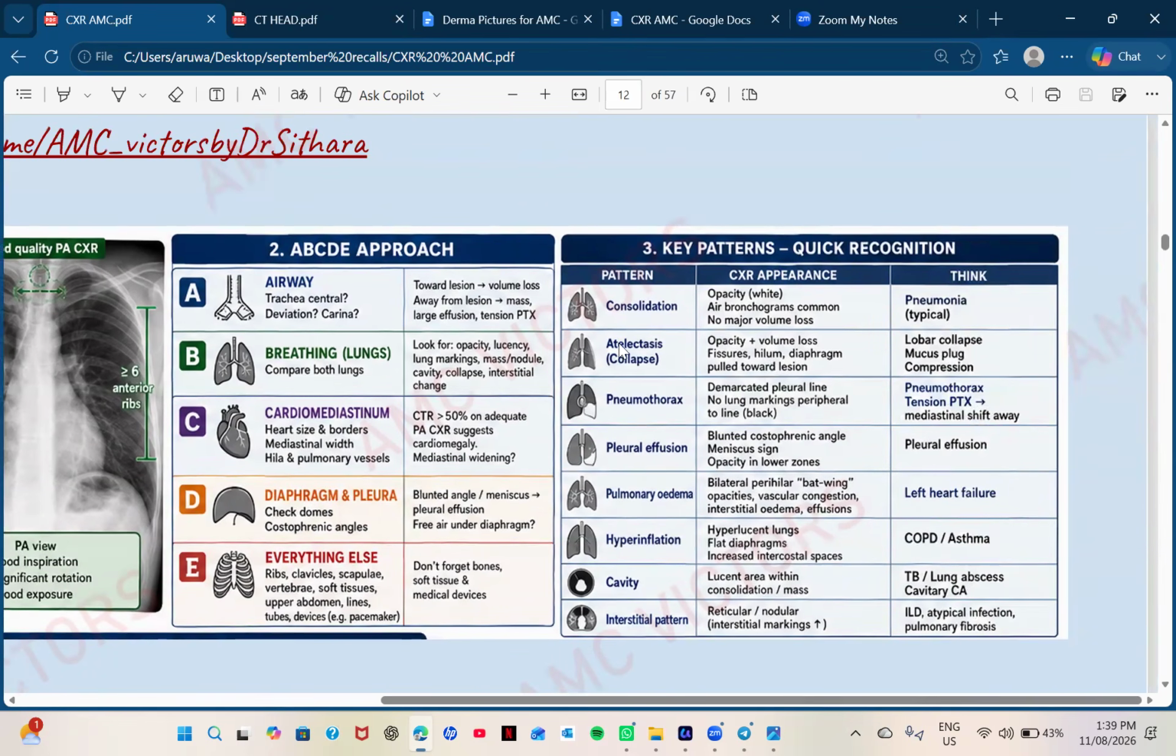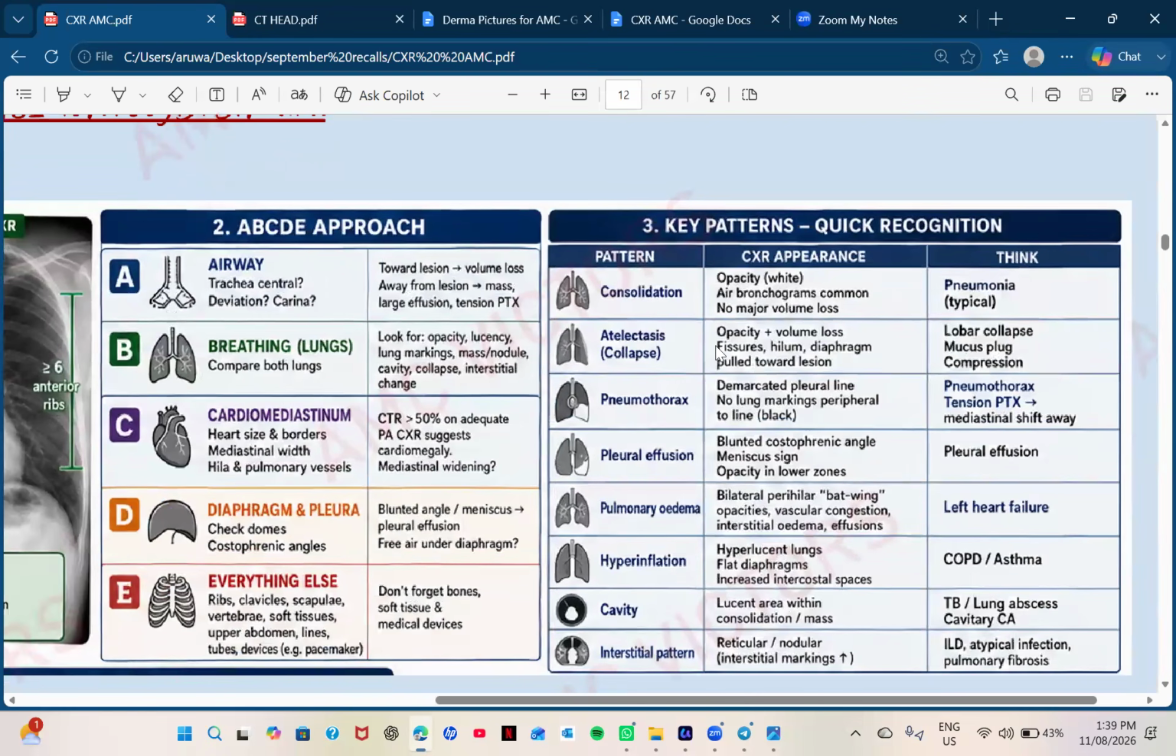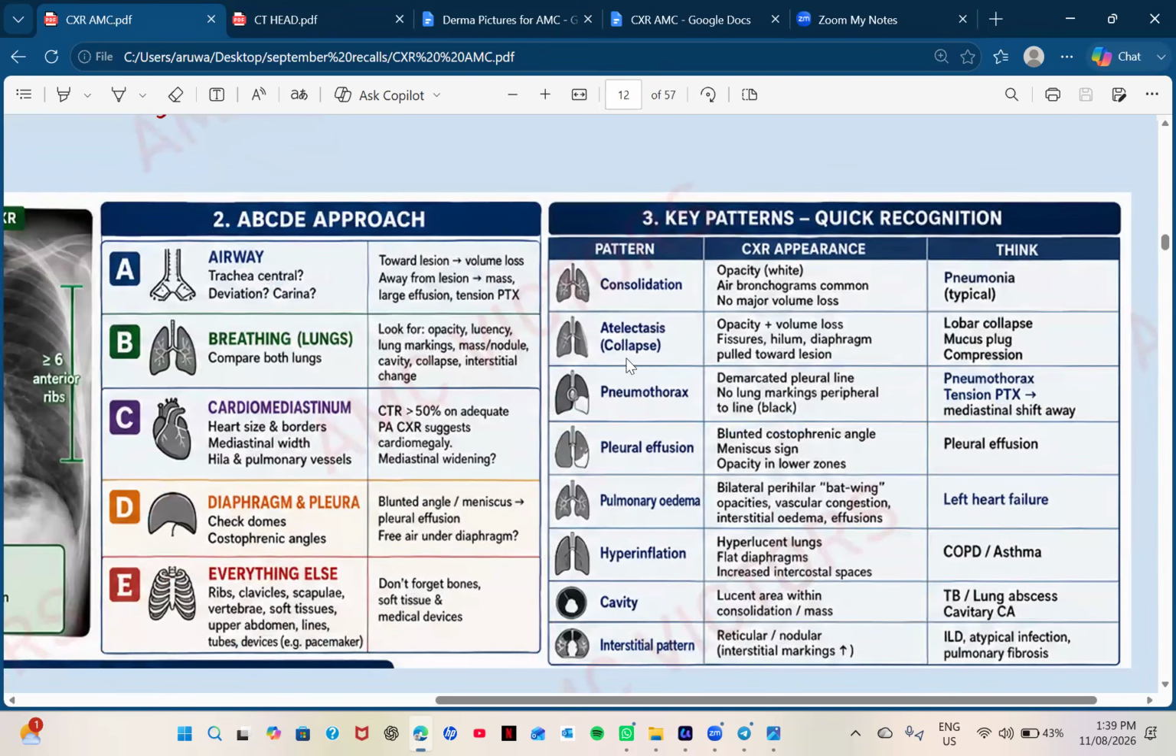And we have some key patterns, like consolidation, the white opacity. I'll explain one by one. Okay, this is like a general idea. Opacities you can see in the consolidation in pneumonia cases. Atelectasis, you can see the collapse opacity with volume loss, right? So we can see the fissure, trachea, diaphragm pulled toward the lesion, right?